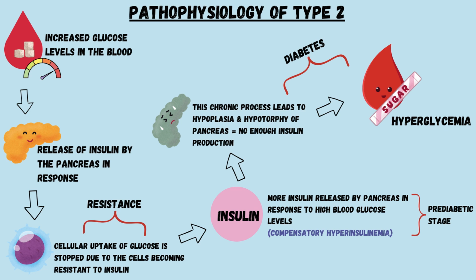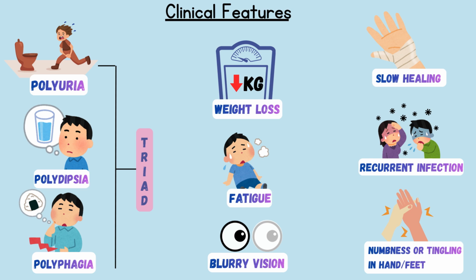Over time, this chronic process leads to hyperplasia and hypertrophy of the pancreas, ultimately resulting in little to no insulin production. As a result, diabetes develops, leading to hyperglycemia. Let's review the common clinical features of both types of diabetes.